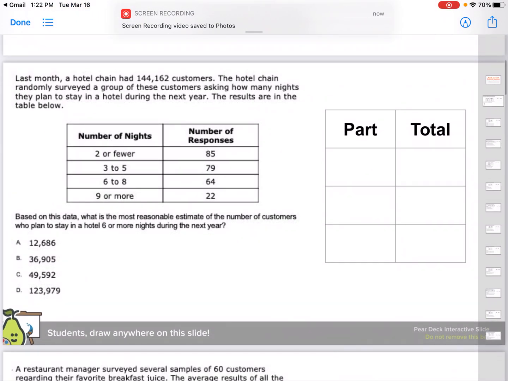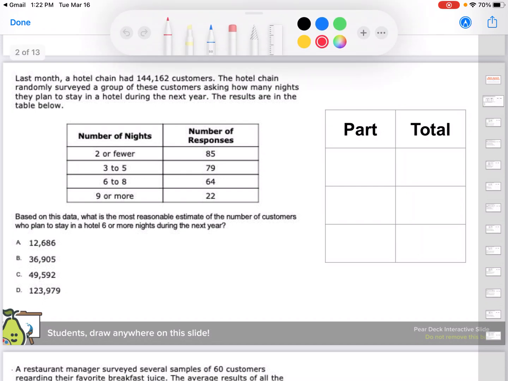So it says last month the hotel chain had 144,162 customers. The hotel chain randomly surveyed a group of these customers asking how many nights they plan to stay in the hotel during the next year. The results are in the table below. So based on the data, what is the most reasonable estimate of the number of customers who plan to stay in a hotel 6 nights or more? So 6 or more nights. That's what I want to know.